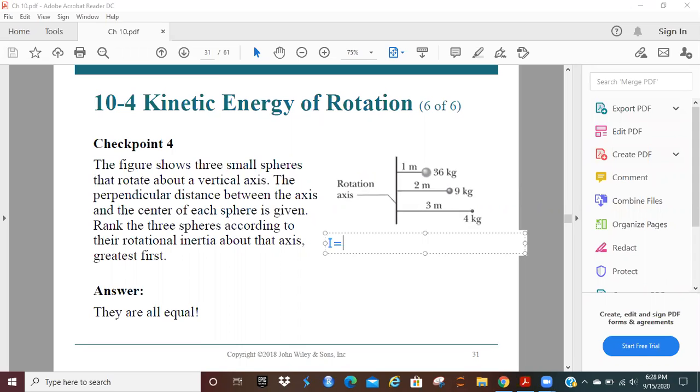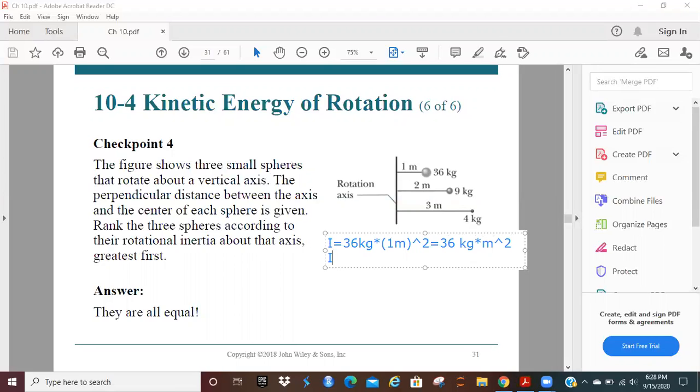I is going to be equal to, you've got 1 meter squared. Let's go with kilograms first. 36 kilograms times r squared, which in this case is 1 meter. That's going to be equal to 36 kilogram meter squared.